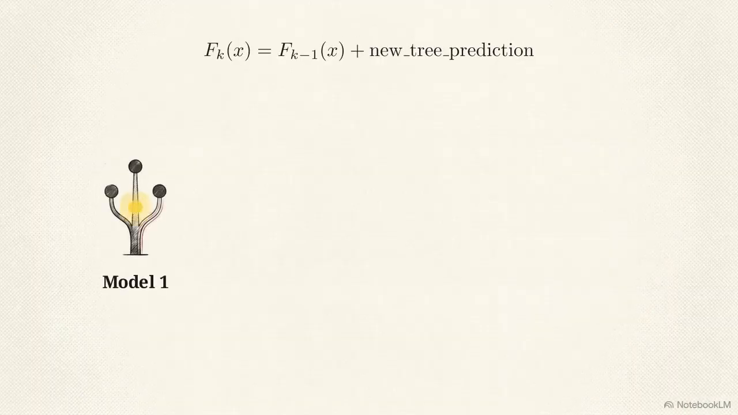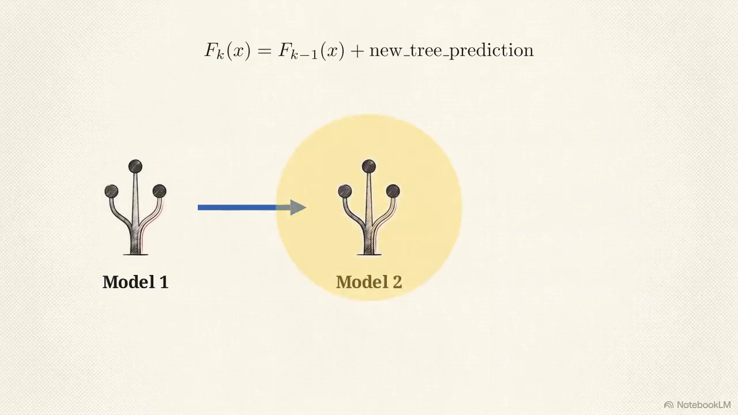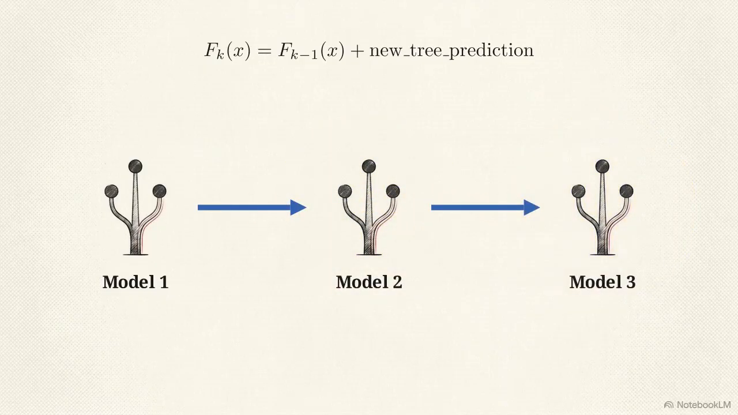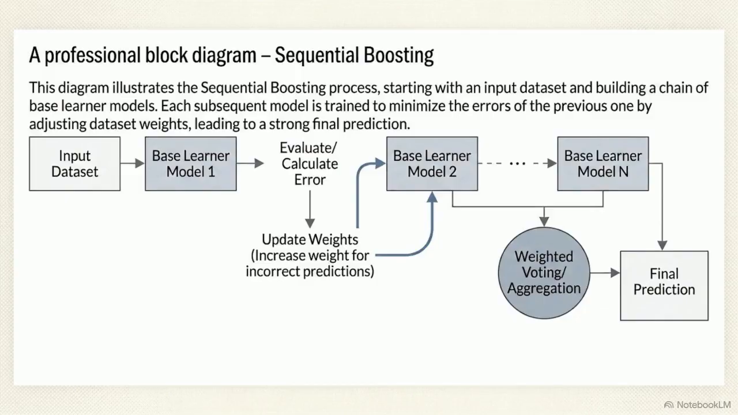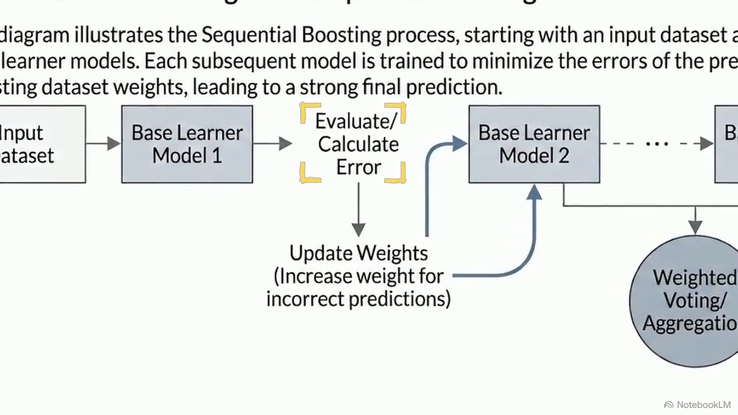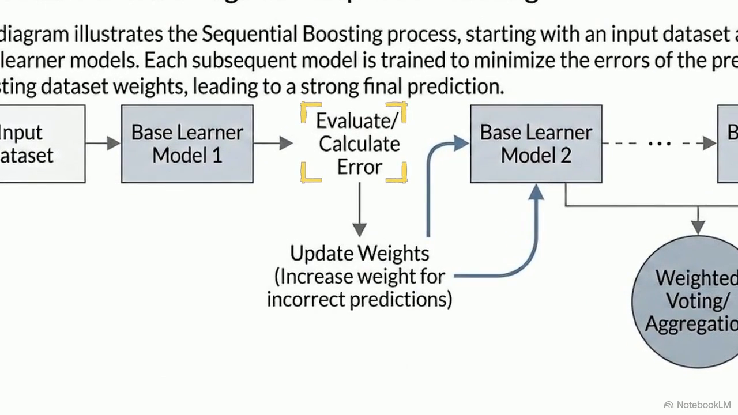While bagging uses independent models, boosting builds a sequential chain where each model depends on the one before it. This linear flow is the core of AdaBoost, the foundational boosting algorithm. Every new model is trained to fix the errors of the previous one. The algorithm calculates the error and updates data point weights, giving incorrect predictions a higher mathematical weight.